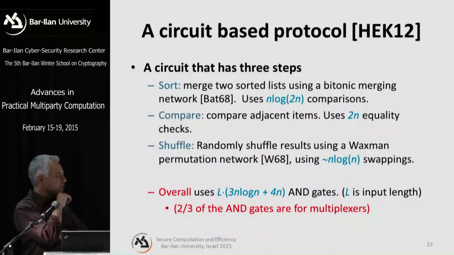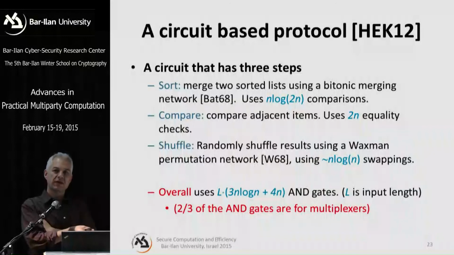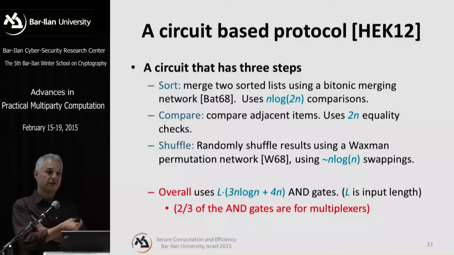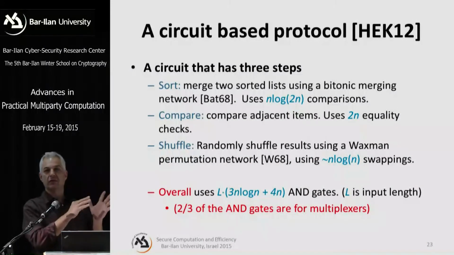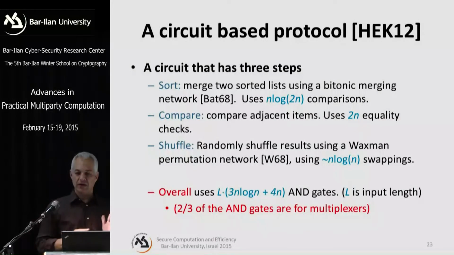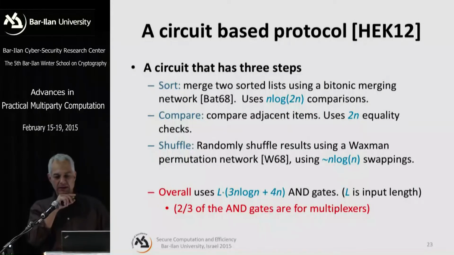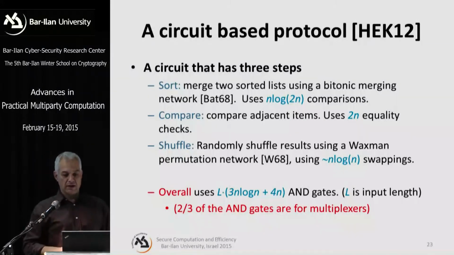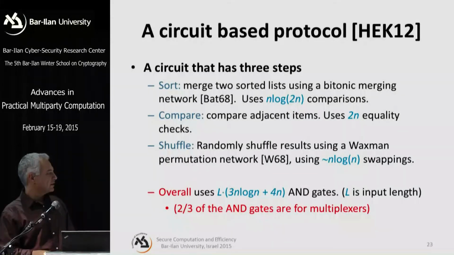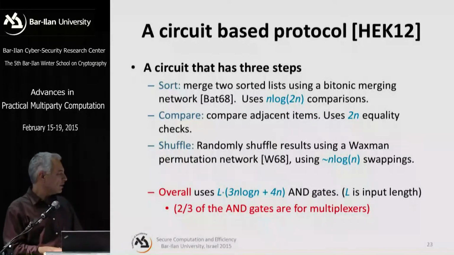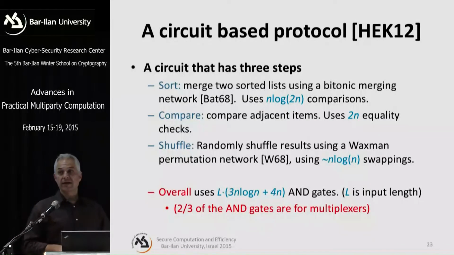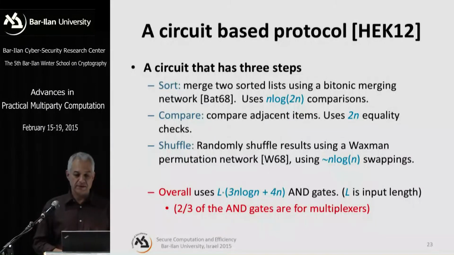And then the last step is to shuffle the results, because we don't want to reveal to the party evaluating the circuit that we found equality in the first pair that we compared. So it should shuffle them randomly. This takes another n log n mappings. And overall, if you count everything, if you have inputs of length L bits, the total number of n gates is L times 3n log n plus 4n, which is a small order of n log n.